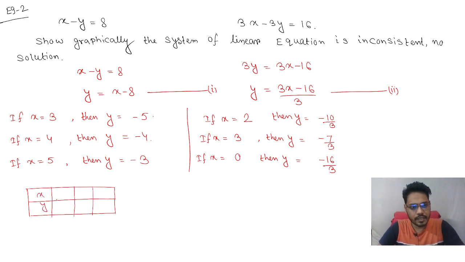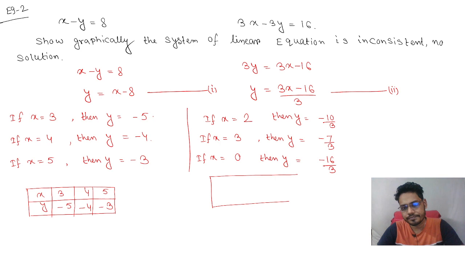X and y. If x is 3, y is minus 5. If x is 4, y is minus 4. If x is 5, y is minus 3. Now here in this equation, put the points into the table 1, 2, 3, x and y.